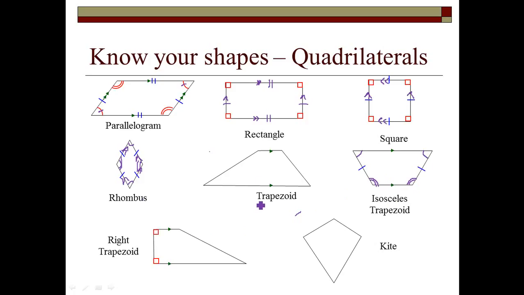A kite has two pair of adjacent sides that are congruent. So that pair and then this pair. Now it's also true that we have a couple angles that are congruent. Those two. Not the top one and the bottom one though, but these are. This does have reflective symmetry if I go right down the center, but it doesn't have rotational symmetry. The isosceles trapezoid has reflective symmetry. If I fold it across this line right here, it would work.